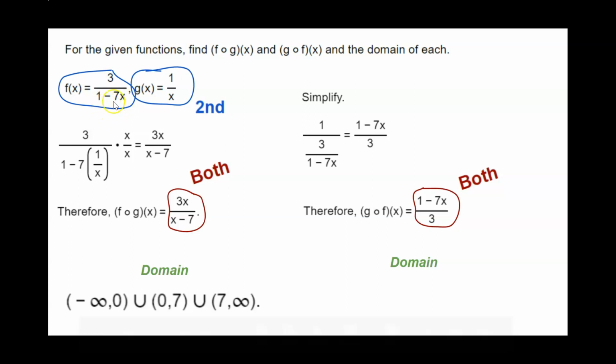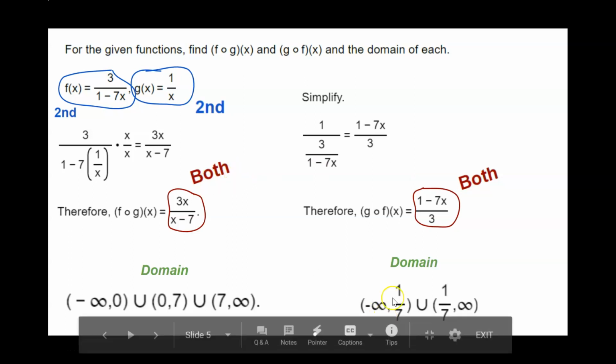Now we find the domain for the second one, which we already discussed. For this one, if we set the bottom equal to 0, we're going to get x equal to negative 1 over 7. So the domain for the second one, combined with the one over here, for both is going to be negative infinity to 1 over 7 union 1 over 7 to positive infinity.